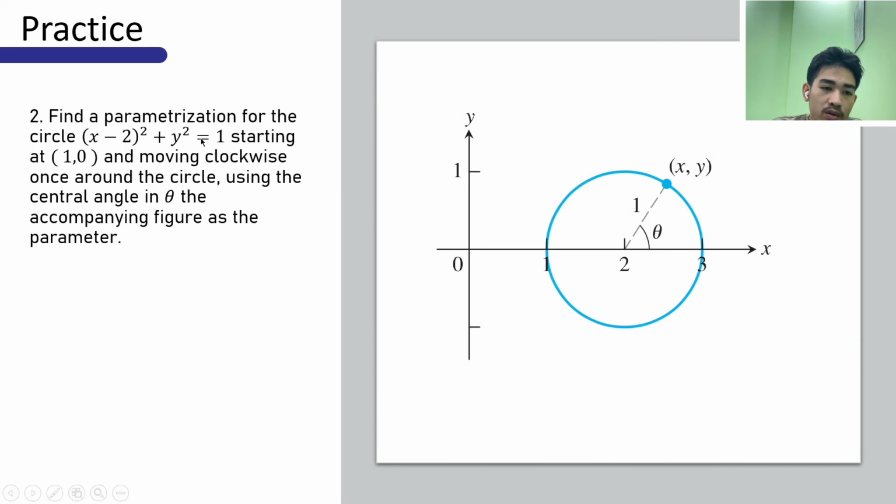Now, second example, we define the parameterization of the circle (x minus 2) squared plus y squared equal to 1. The starting point is going to be (1, 0), and moving clockwise once around the circle. Remember guys, we are moving clockwise, using the central angle in the accompanying figure as the parameter.